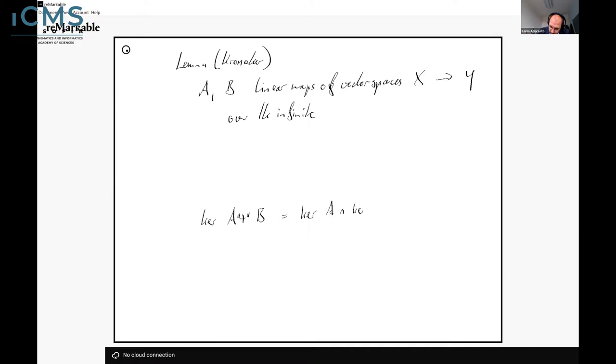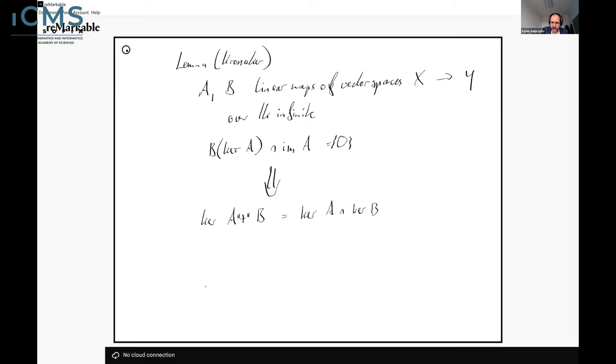And what is a sufficient condition for this? Well, it is the following. I take the kernel of A, I map it under B, and I intersect it with the image of A. And this is supposed to be zero. That's it. If this is true, then the conclusion holds. Simple.